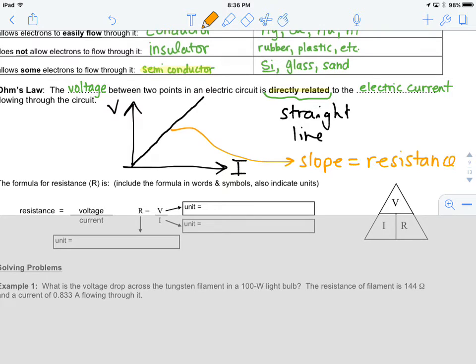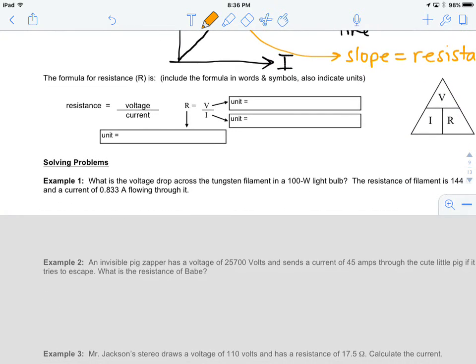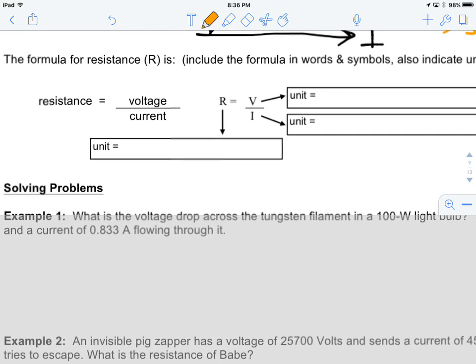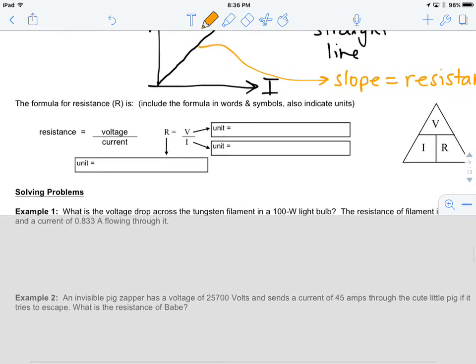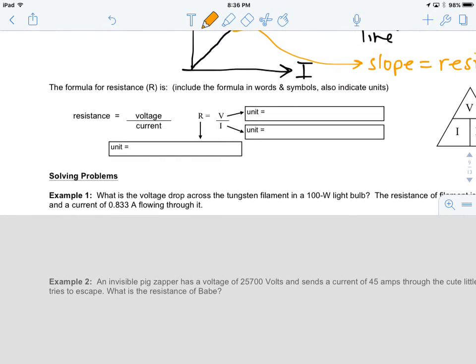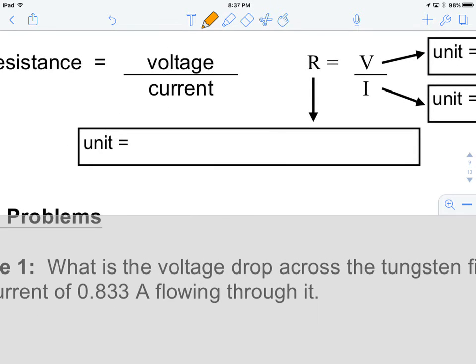So this is what Ohm's law tells us. And here is our formula. Resistance is equal to voltage over current. So it's the same as what we did, the same as what we're talking about up here. When we rearrange this, the units for electric potential are, of course, volts. The units for current are amps, and the unit for resistance is ohms.